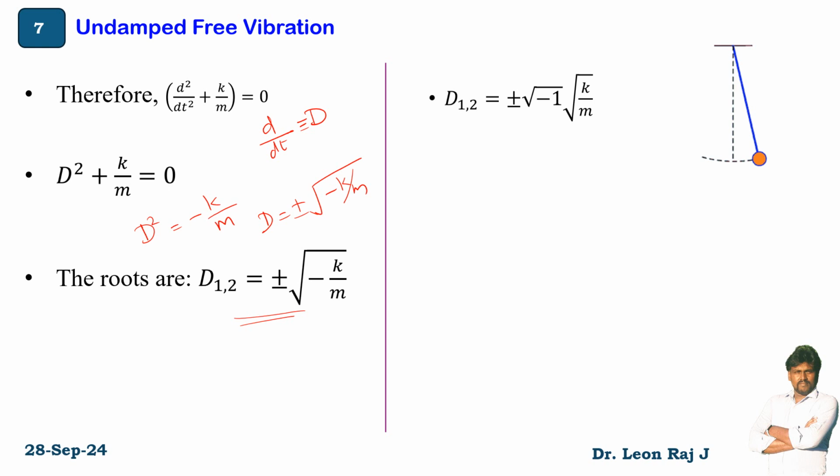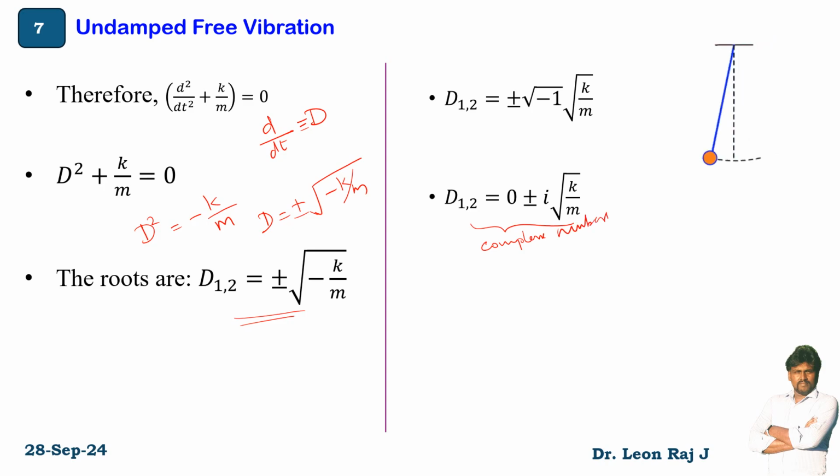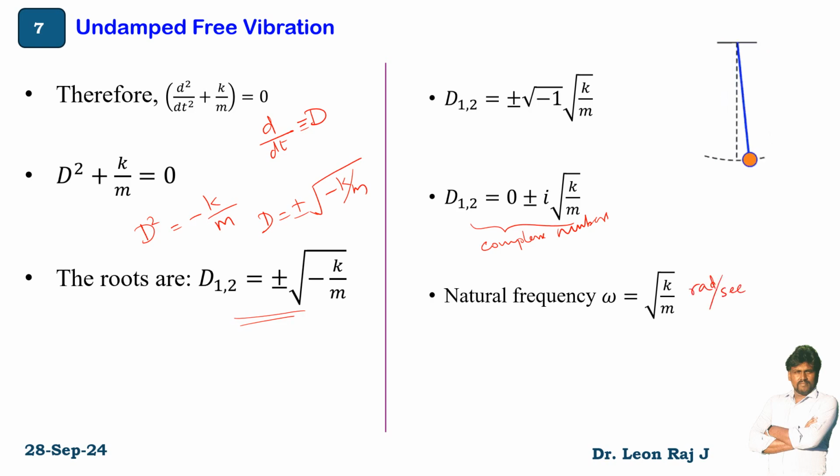The minus 1 is taken out. So these are complex numbers. Since it is minus 1, these are complex numbers. So here natural frequency omega is equal to square root of k by m in radians per second.